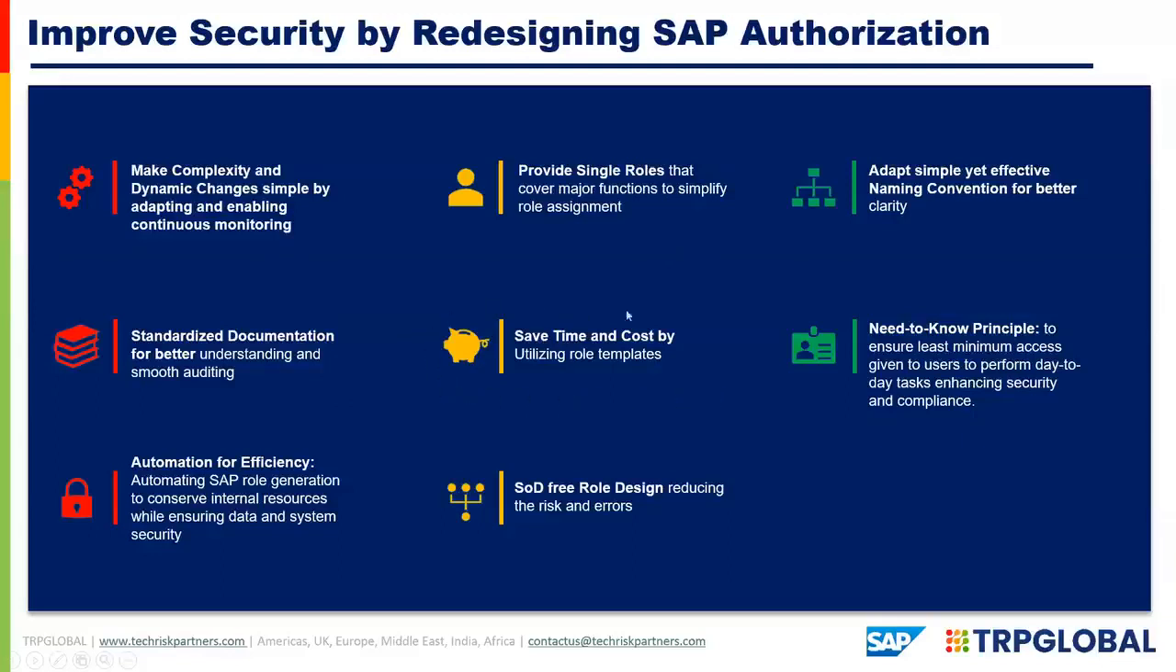Then we also need to make sure that we are saving time and cost. How do we do it? When we get rid of certain segregation of duty conflicts, it also helps the customer to eliminate the licensing cost by assigning the right set of roles to the user.